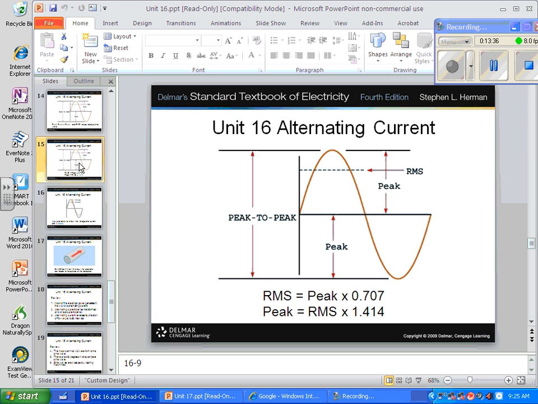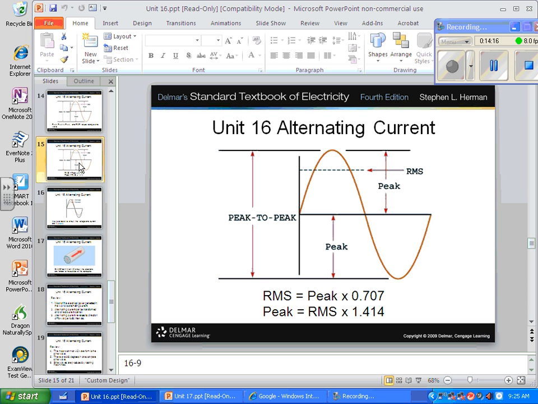Okay? Now, if you want to find the peak, I want you to forget this formula down here. Just remember RMS equal to peak times 0.707. If you want to find the peak, what would you do to that to get peak all by itself? You would divide by 0.707, right? So don't try and remember both these formulas. Just remember one. RMS is 0.707 times peak, right? So if we get peak by itself, we just divide both sides by 0.707. So we have RMS divided by 0.707 gives you the peak.